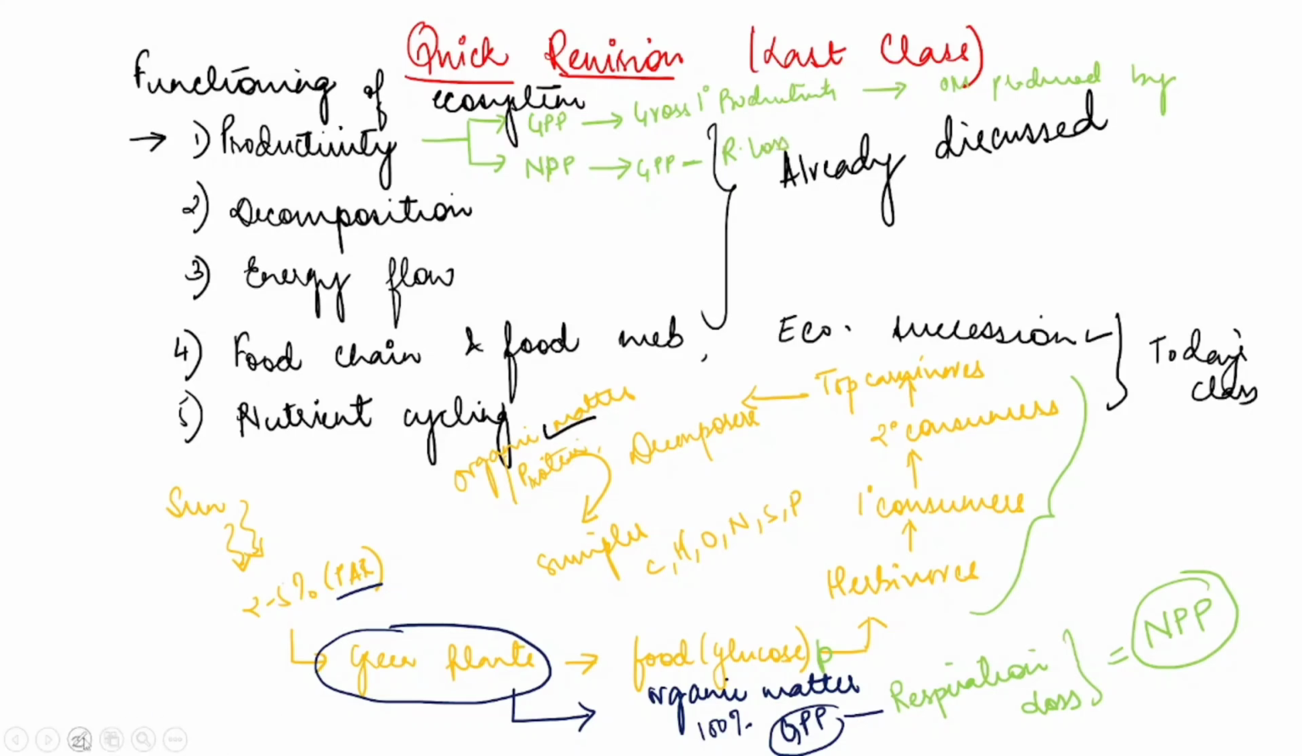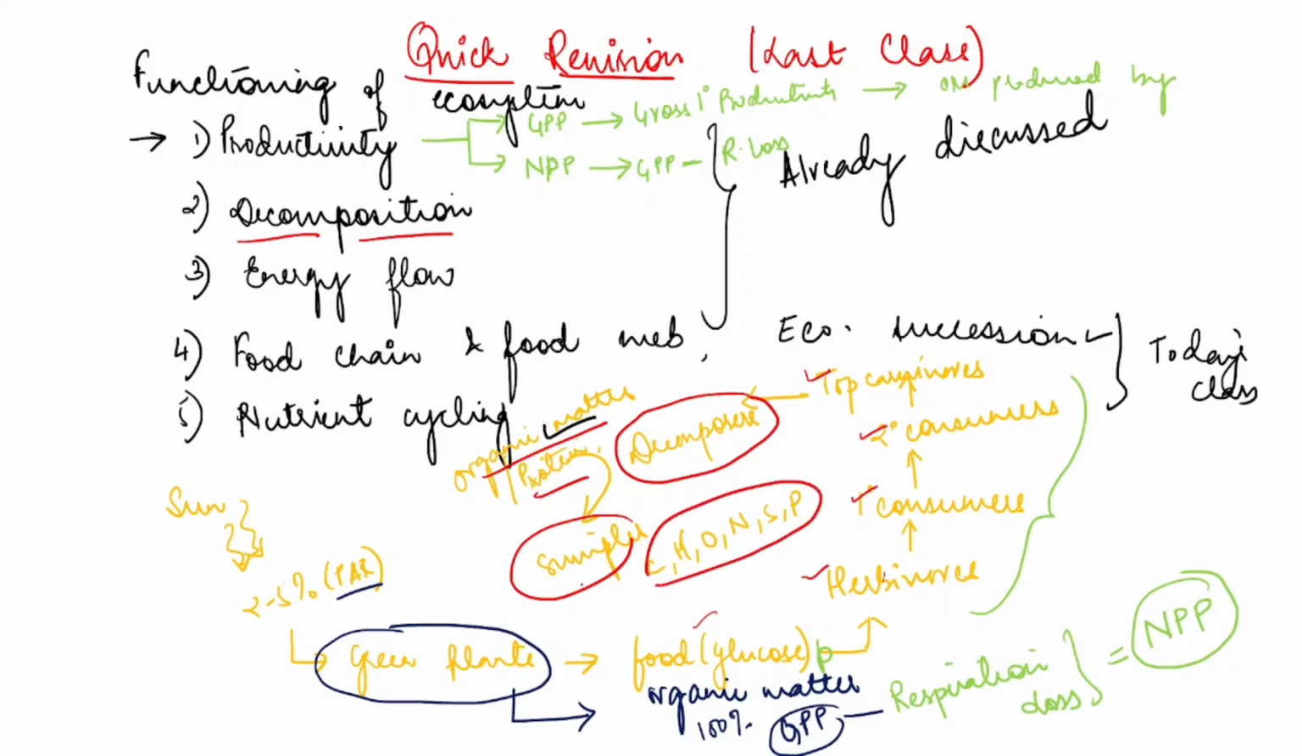So this is what productivity is. And what is decomposition? Decomposition is when these organisms, herbivores, plants, primary consumer, secondary consumer, top carnivores, die. What will happen? The decomposers like bacteria and fungi will come and break down the complex organic matter present inside their body into simpler substances, and these simpler substances are utilized by the green plants from soil for preparation of food again, right? So this is the decomposition reaction.